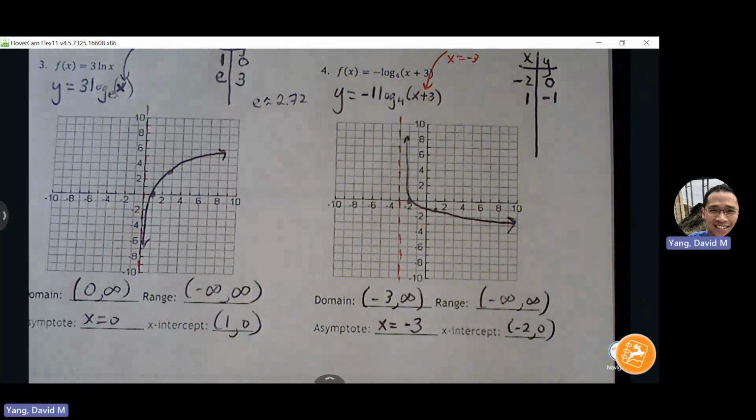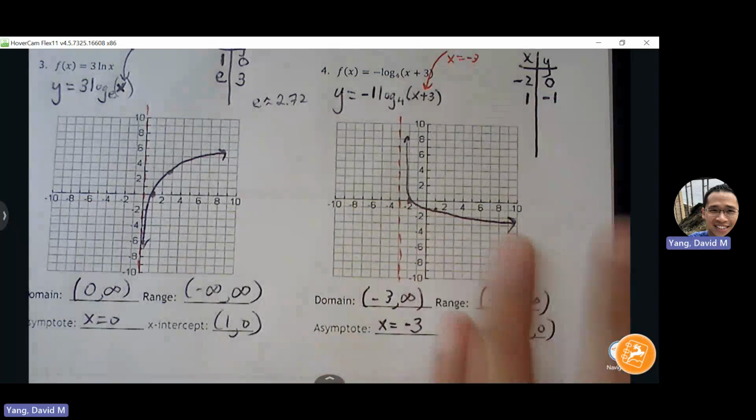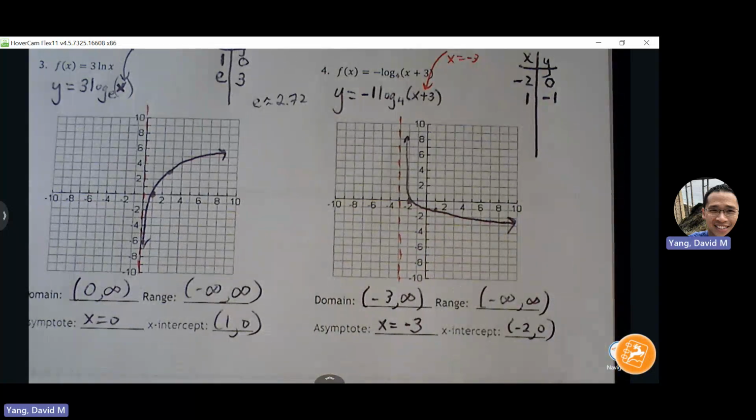So really, we've gotten through the meat of the graphing. And then we're just going to practice that Monday. If we feel comfortable Monday, we can start test review as well.